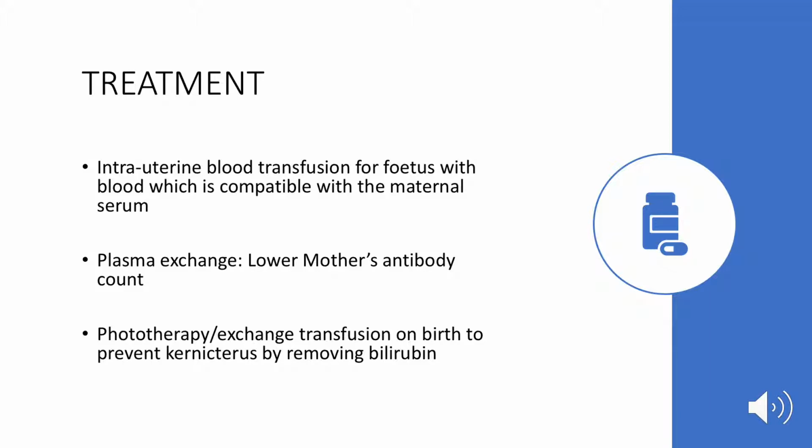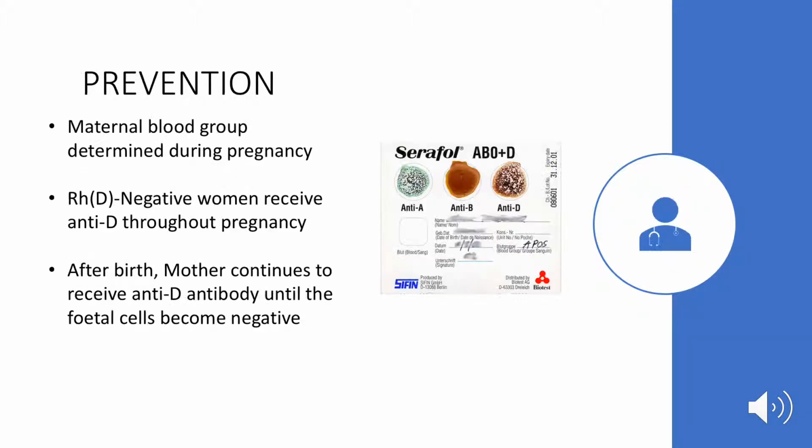And finally, after birth, if the baby is born with HDN, phototherapy or exchange transfusion can be done to remove the bilirubin and prevent the jaundice from becoming more severe and causing kernicterus. So finally we have prevention, so it's best to just prevent the HDN from occurring in the first place. So every pregnant woman has multiple blood tests during a pregnancy, and right at the beginning of the pregnancy their blood group, both ABO and whether they're rhesus D positive or negative, will be determined.